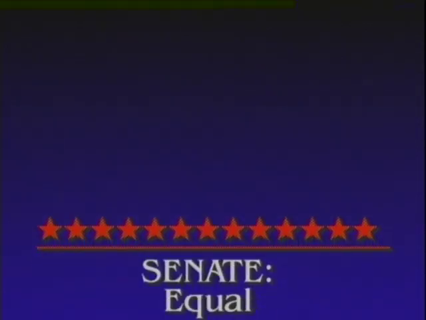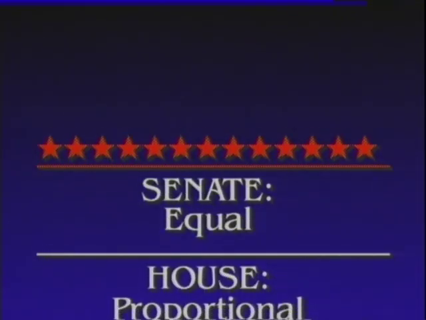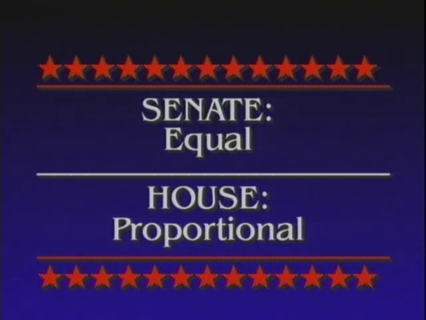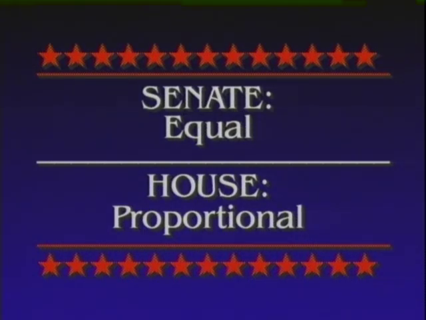The lower branch, called the House of Representatives, would be proportional to the population of each state, and its members would be directly elected by the people. The upper branch, called the Senate, would contain an equal number of representatives from each state. The members of the Senate would be chosen by their respective state governments.